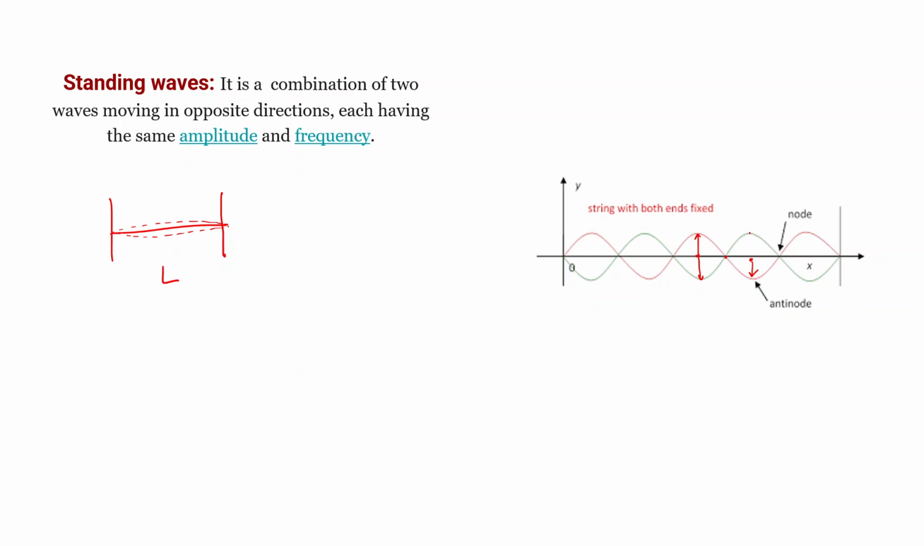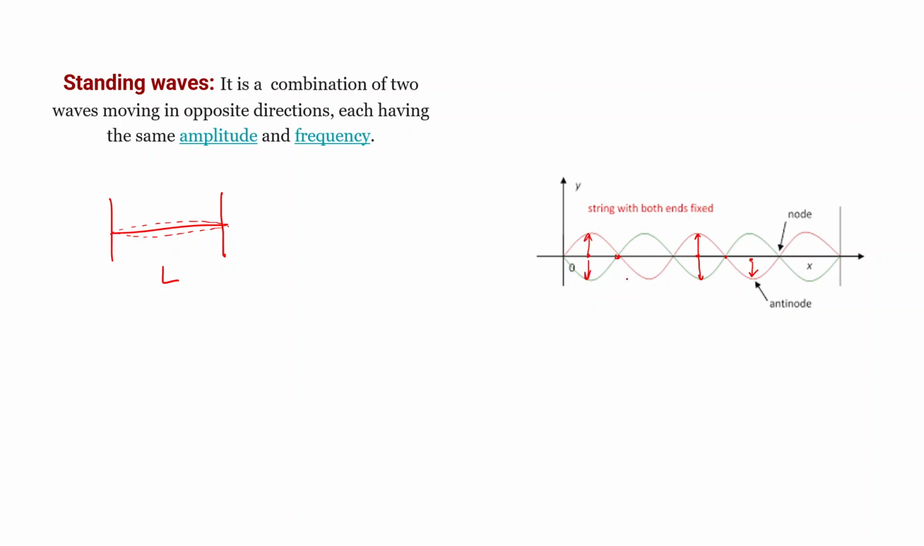So these troughs and crests are also called, for a standing wave, because here these two waves are combining, so here the displacement is maximum, it is called an antinode.